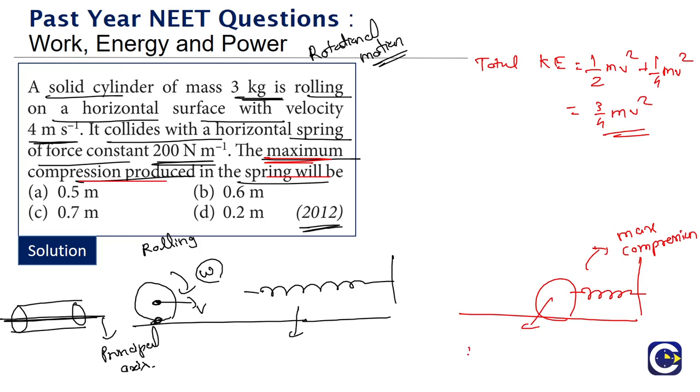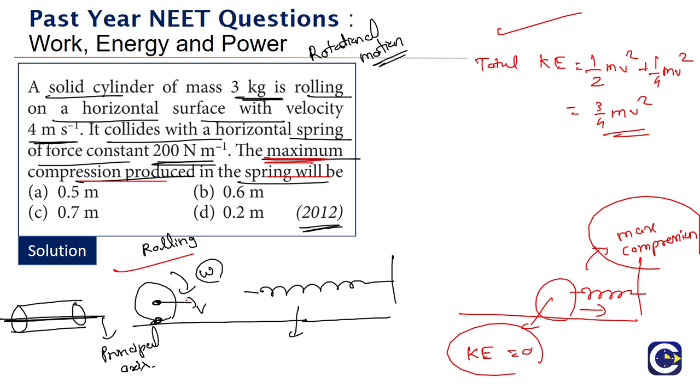The kinetic energy of this cylinder must become zero. If not, the cylinder will still keep moving forward and keep compressing the spring. But when we say this is the maximum compression, the cylinder is not able to compress the spring anymore, which means the total kinetic energy of the cylinder is zero. Now where is this energy going? Initially the cylinder has kinetic energy. In the final state there is no kinetic energy for the cylinder.